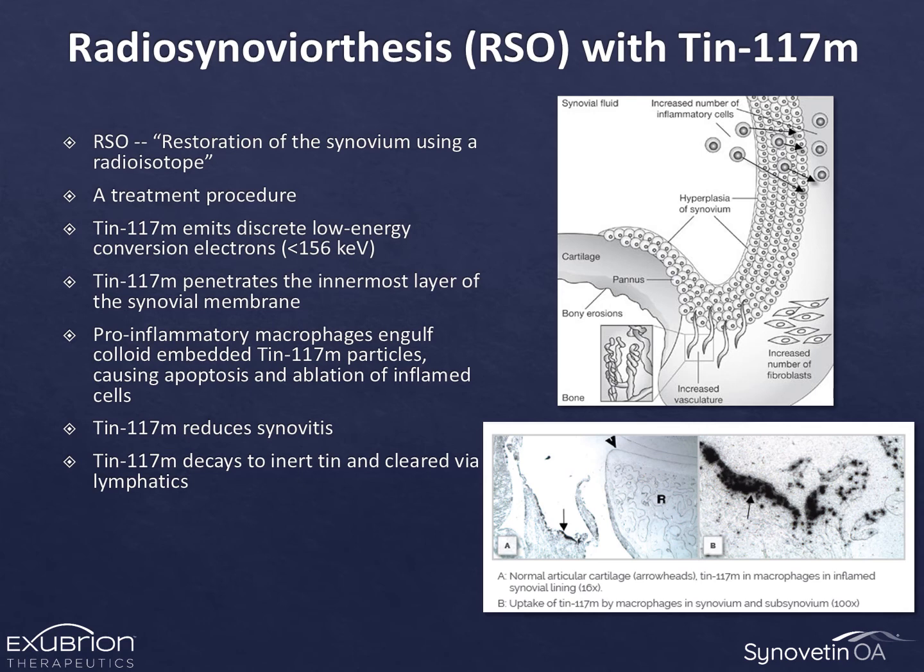Tin-117m penetrates the synovial membrane. Pro-inflammatory macrophages phagocytize the tin-117m colloid particles, causing a non-inflammatory apoptosis. And this macrophage apoptosis renders the inclusive pro-inflammatory cytokines and chemokines to be ineffective. The synovitis is abated, and the stimuli for pain are diminished. Histologically, there's an effective return of the synovia to a more normal state. And ultimately, the tin-117m decays to inert tin and is cleared by the lymphatics.